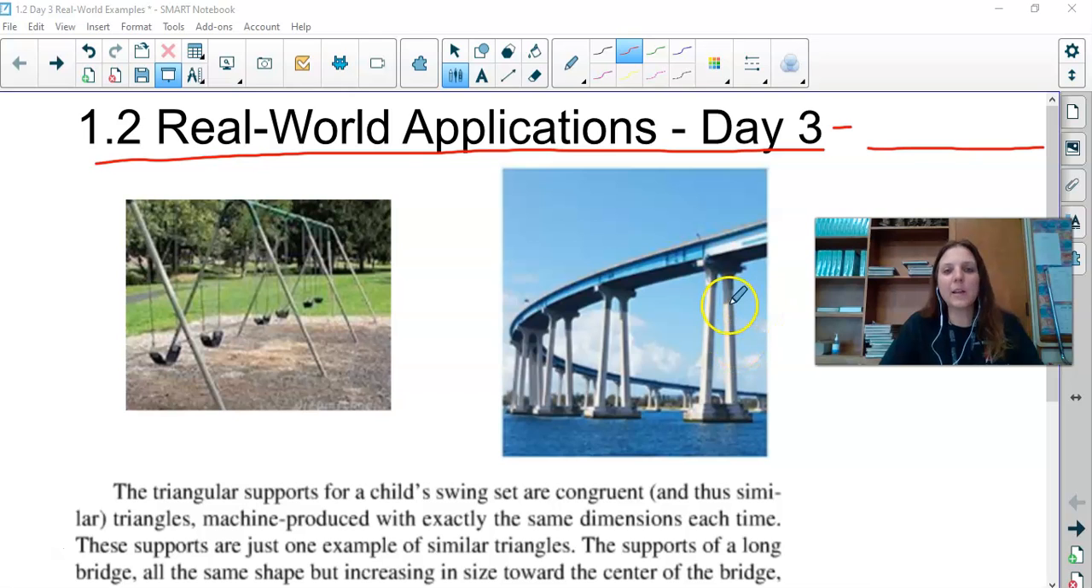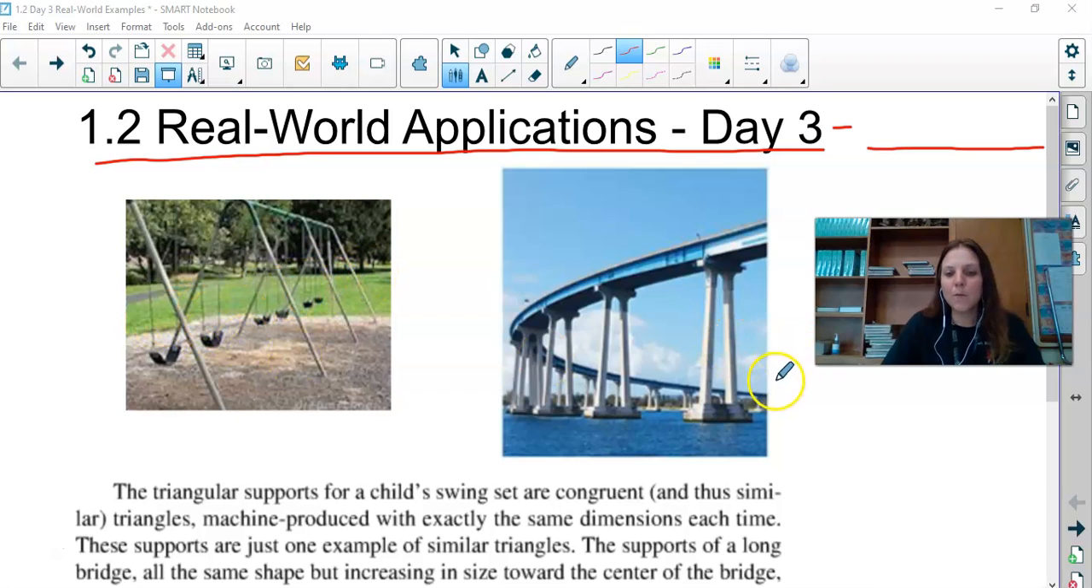So what we're looking at here are some examples of triangles in the real world. This first example you can see supports of this swing set. You've got these congruent triangles here and here and here and here, and they form the support of that swing set.